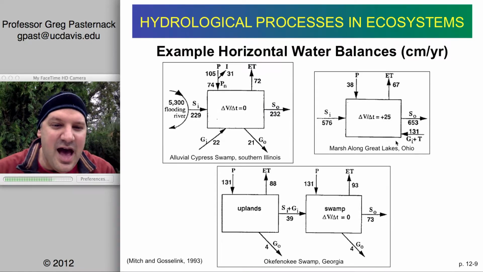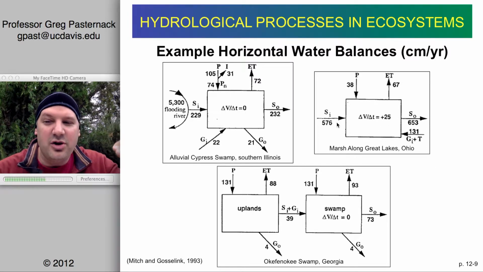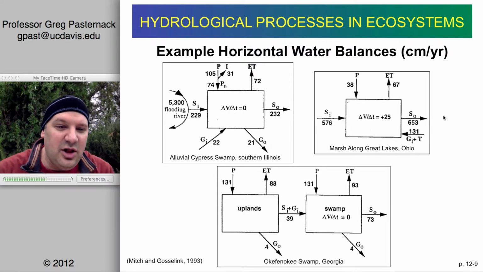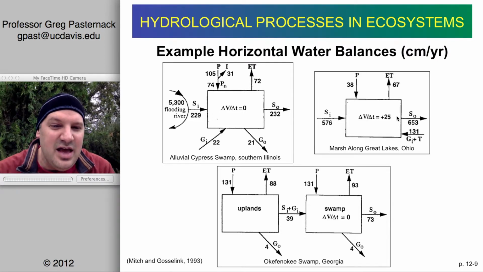On the right, we have a lake. So in this lake, you have very large amounts of water. The lake rises, water comes in. The lake goes down, it goes out. And so you have these very large fluxes that are taking place, and really small vertical water balance.